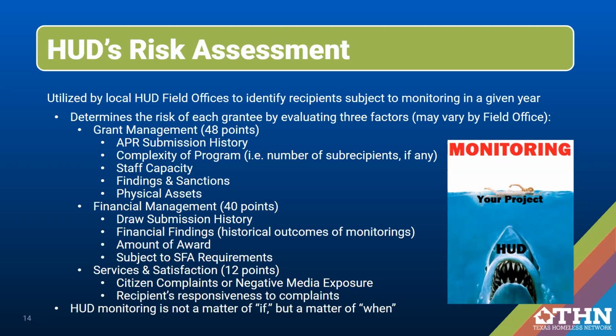Being a high risk isn't necessarily a bad thing. For example, some of the things that can be considered a high risk are if your award is over a certain threshold. I believe that's $400,000 is that threshold. If your agency is subject to single financial audit requirements, if you have subrecipients, these are all factors that would make you a higher risk than a recipient that doesn't meet those criteria.